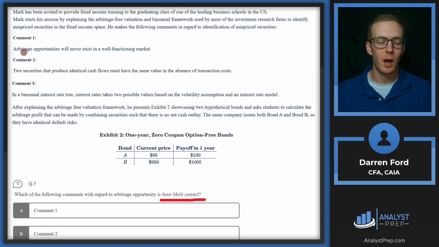Comment 1, arbitrage opportunities will never exist in a well-functioning market. Never is usually going to be a red flag. We can never be 100% certain that something won't happen. And so this is probably an inaccurate statement, or not a correct statement. So it looks like comment 1 may be our answer.